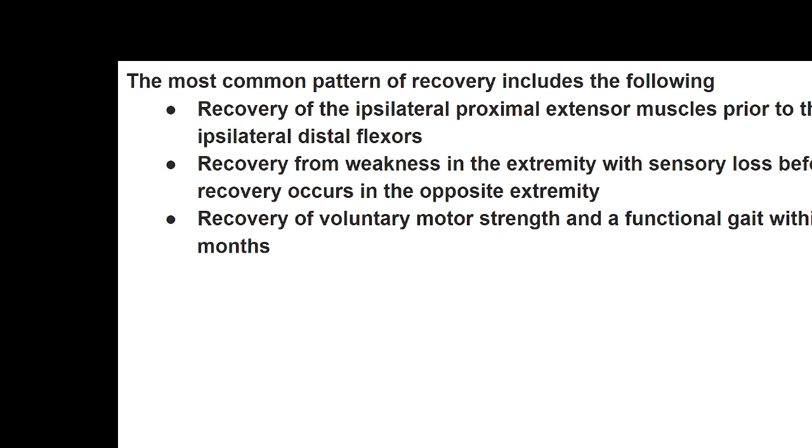Usually when the patient recovers, the common pattern of the recovery would be recovery of the ipsilateral side, on the same side of the lesion. Extensor muscles usually recover earlier than the flexors. Then recovery from the weakness at the extremity with sensory loss occurs before recovery on the opposite side. The same side would recover faster. And recovery of the voluntary motor strength and functional gain within 1 to 6 months is usually possible in case of spinal cord injuries. These are the usual patterns of the recovery, which can give you an idea whether the patient is following this smooth course or not.